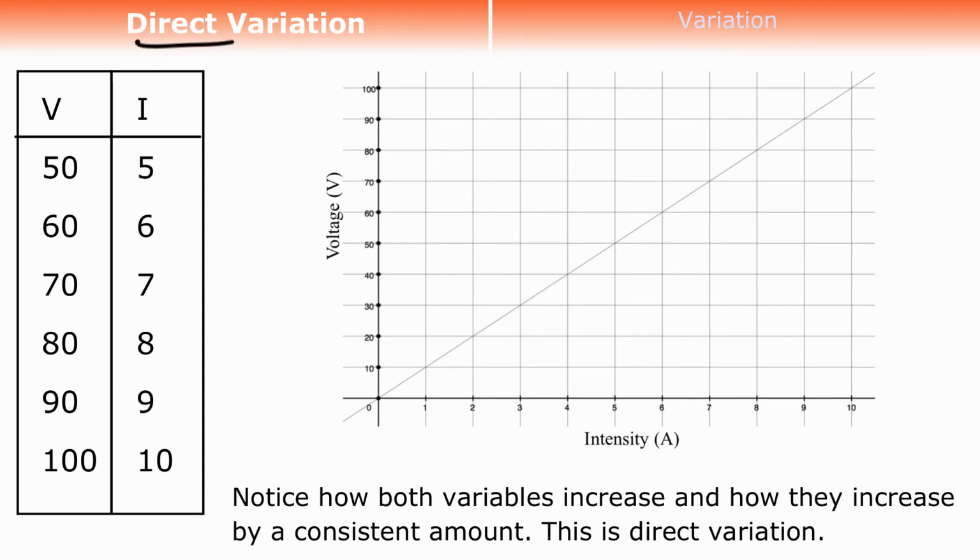Okay, first let's start with direct variation. Here's an example of a graph of direct variation. Notice that the higher the intensity, the higher the voltage. So if one thing goes up, the other thing goes up. Notice also on this data table that if my voltage is 10, intensity is 5. If I jump my intensity up to 6, then the voltage goes up to 60. So see how there's a relationship between them, how each one goes up as the other one goes up. That is known as direct variation.